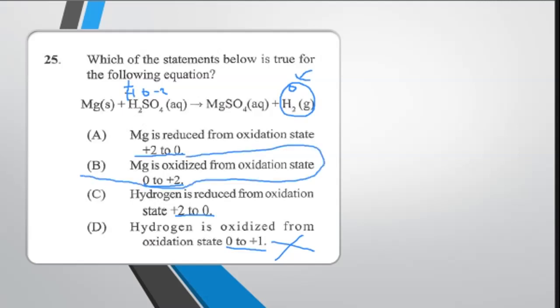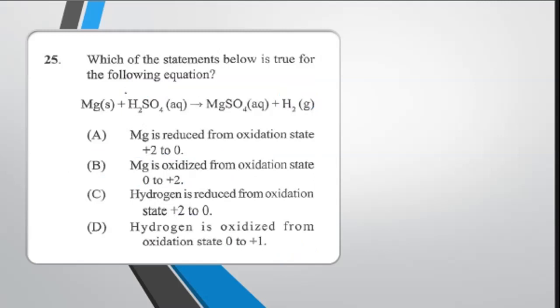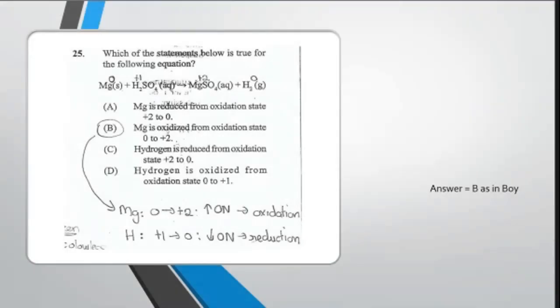Magnesium is oxidized from oxidation state 0 to +2. All right, so if the number was the reverse here, then we could have considered D as an option to consider, right? But it's not. So our only answer is B as in boy.